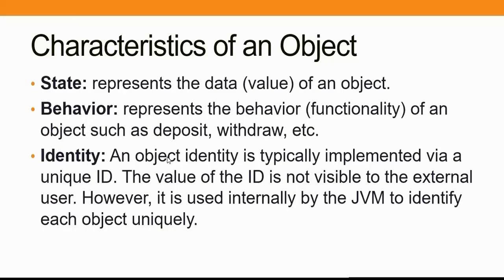Identity is nothing but, an object identity is typically implemented via a unique ID, just to differentiate the different objects, right? The value of the ID is not visible to the external user. However, it is used internally by the Java virtual machine to identify each object uniquely. So these 3 are the important characteristics of an object. I hope now you have understood what is object in object-oriented programming.